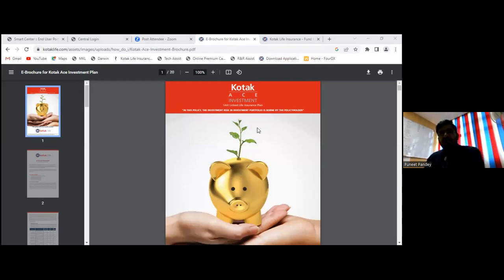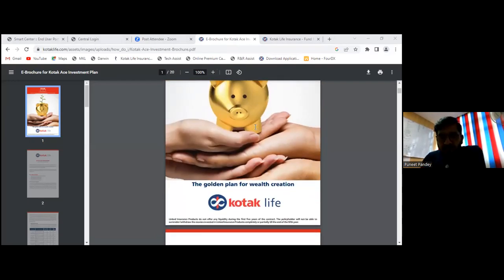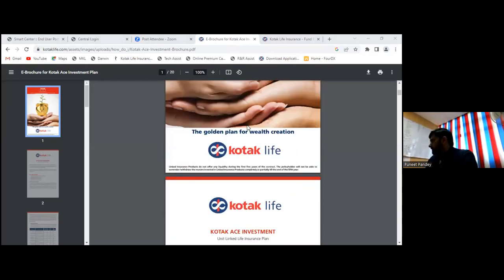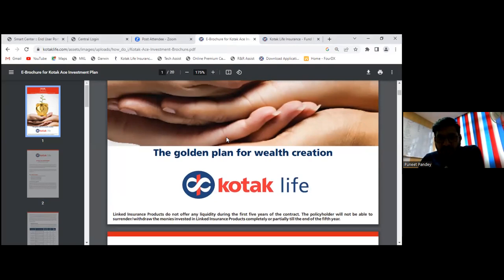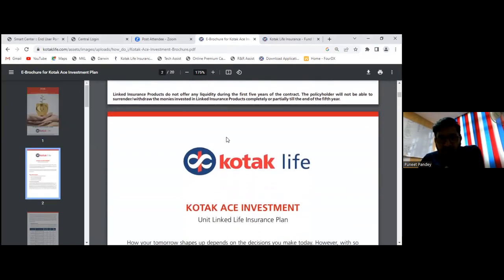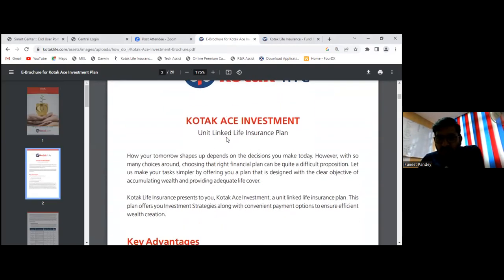Sir, can you see the screen? Yes, sir, we can see. Okay, so this is the plan called Kotak ACE Investment Plan, a unit linked plan.